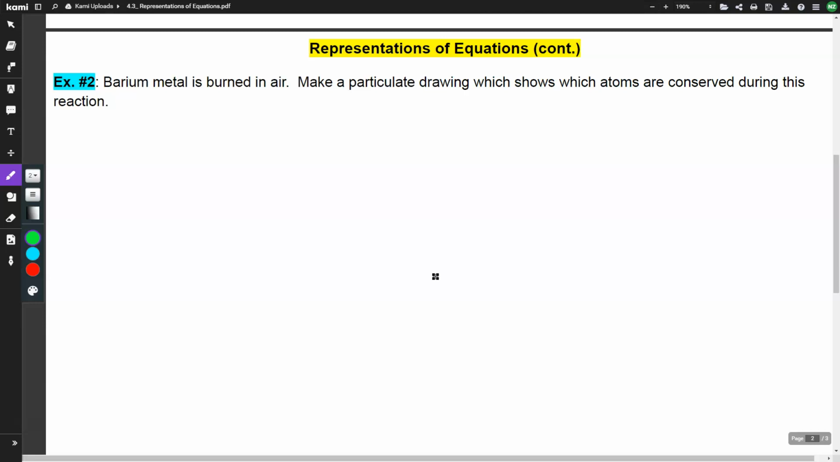So barium is Ba. Let's use black. Okay, so barium is Ba, and you're burning it in air, which is O2, and they're going to combine. Barium is +2, oxygen is -2, so it'll be BaO. To balance this, I need a 2 here to get 2 oxygens, and then I need a 2 here to get 2 bariums.